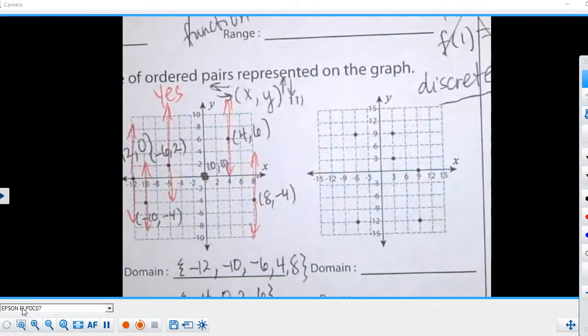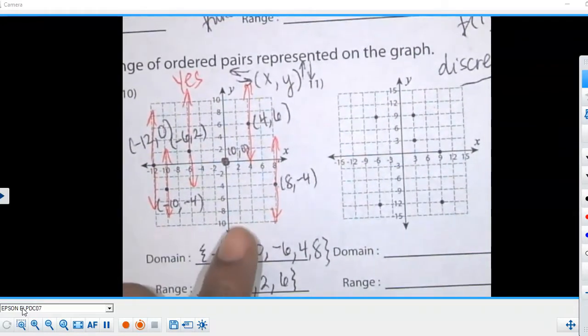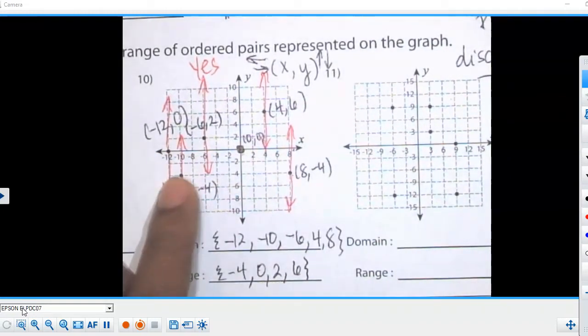Okay, so that's it. So you can't put inequality symbols. Hear me when I say that. You cannot say, hey, x is greater than or less than these numbers. You can't say that because they're just point, point, point, point. There's no connectivity. All right.